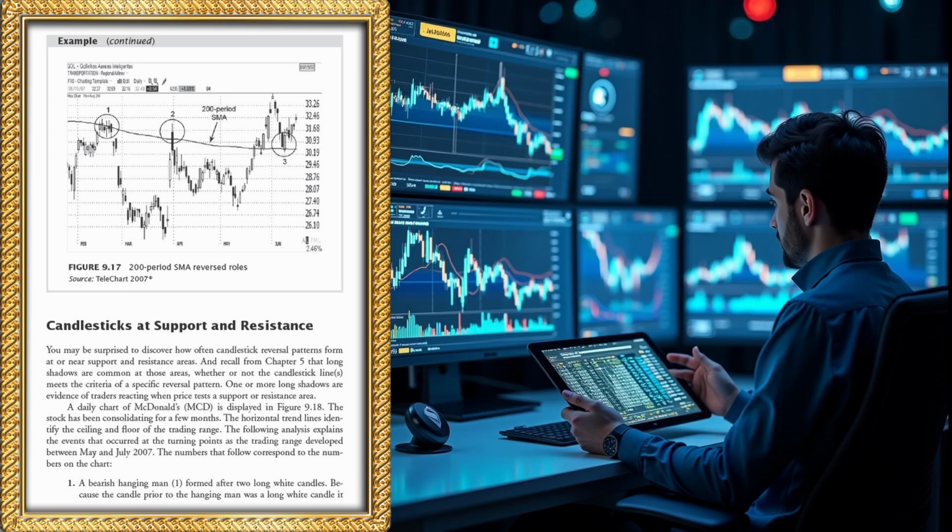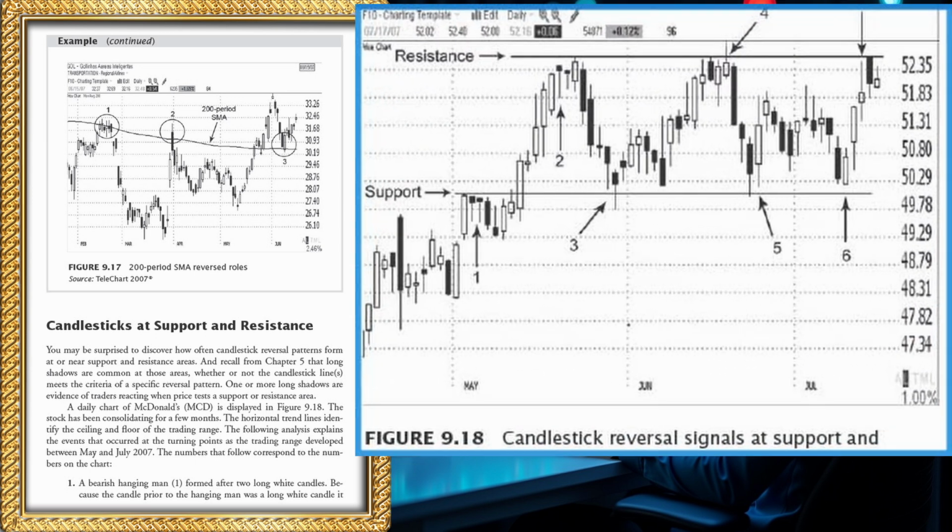A daily chart of McDonald's (MCD) is displayed in Figure 9.18. The stock has been consolidating for a few months. The horizontal trend lines identify the ceiling and floor of the trading range. The following analysis explains the events that occurred at the turning points as the trading range developed between May and July 2007. The numbers that follow correspond to the numbers on the chart.